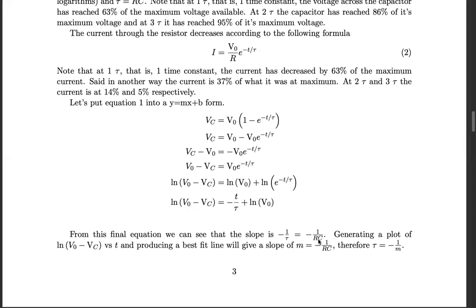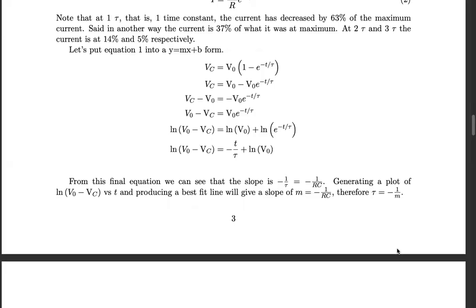Now, generating a plot of ln of V0 minus Vc versus t, and producing the best fit line will give a slope of m equals minus 1 over RC. Therefore, tau is equal to the negative inverse of your slope. So whatever your slope is, you take the negative inverse, and you'll get your tau.